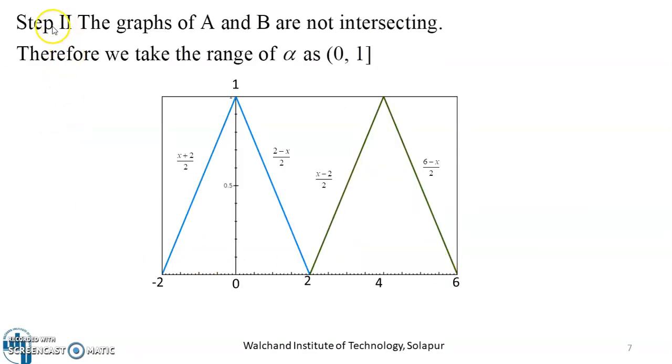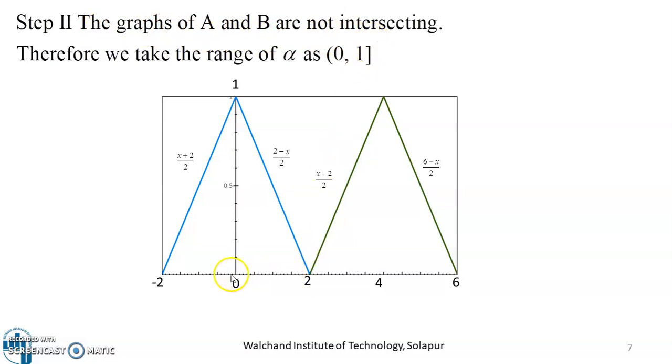Now step number 2 is we have to draw the graph. This is the graph of A, and the second one is the graph of B. Here we can see that the graphs are intersecting at point 2 with gradation 0. It means they are not intersecting at any point with non-zero gradations. Therefore, I have written here that the graphs A and B are not intersecting.